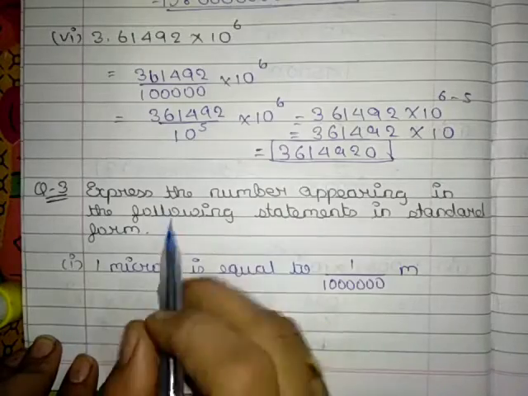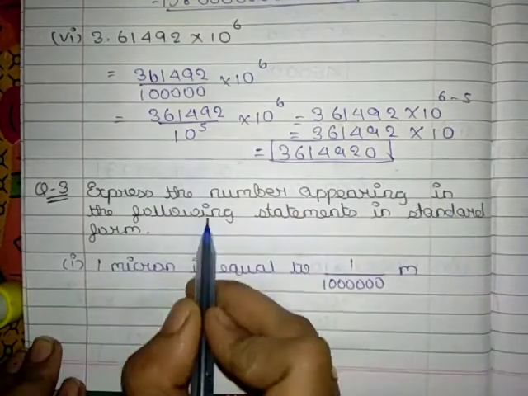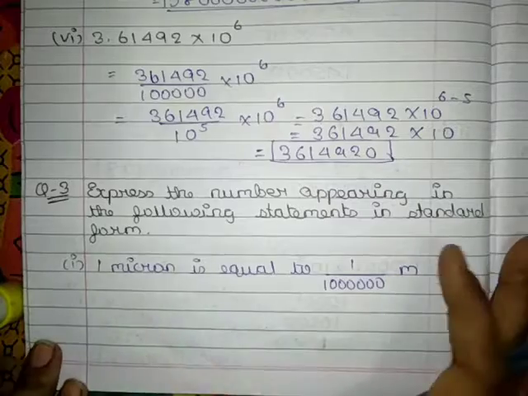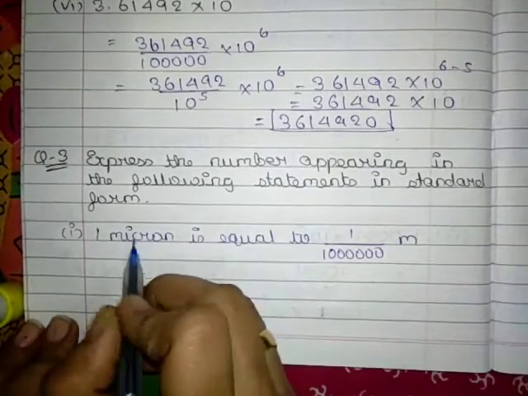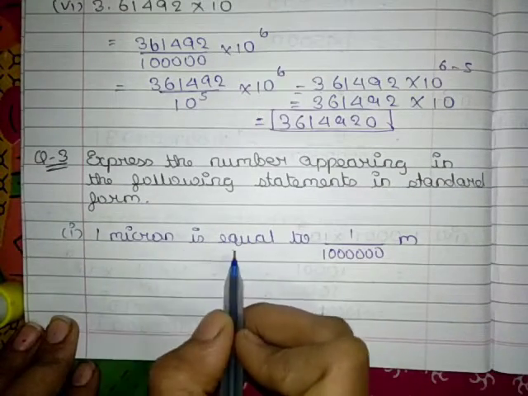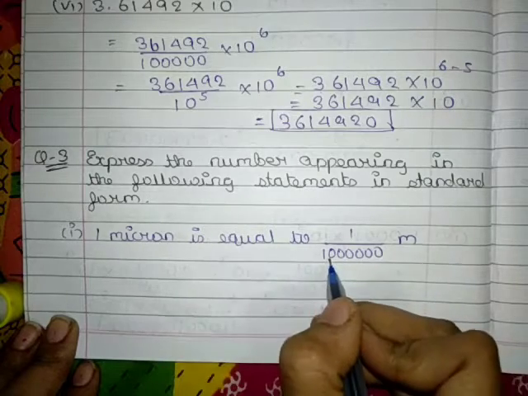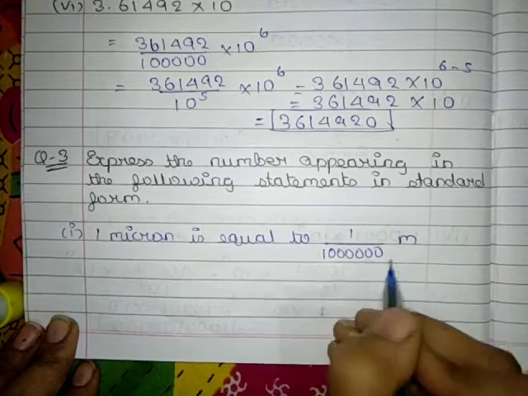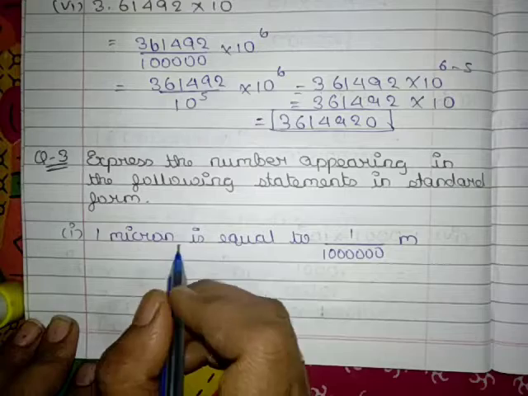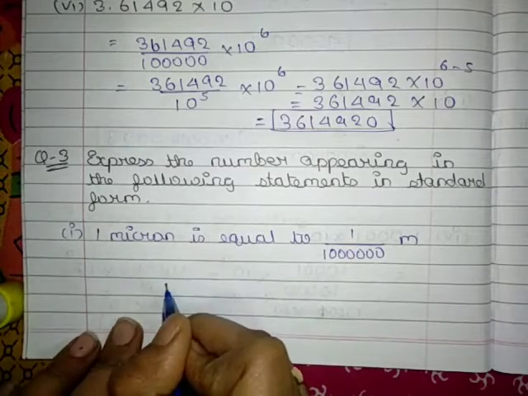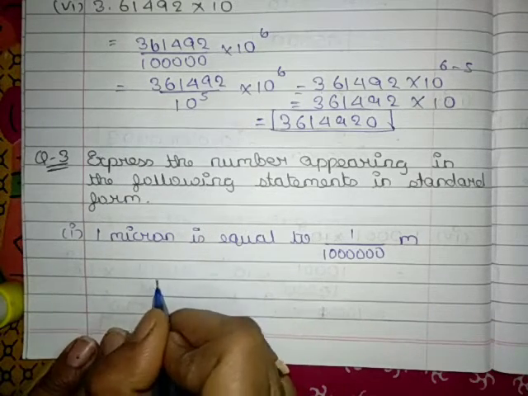Question 3. Express the number appearing in the following statement in standard form. Again, we have to do it in standard form. That is, 1 micron is equal to 1 upon 1, 2, 3, 4, 5, 6 zeros, meter. Okay, so how we will convert it, you know already how to convert into the standard form.